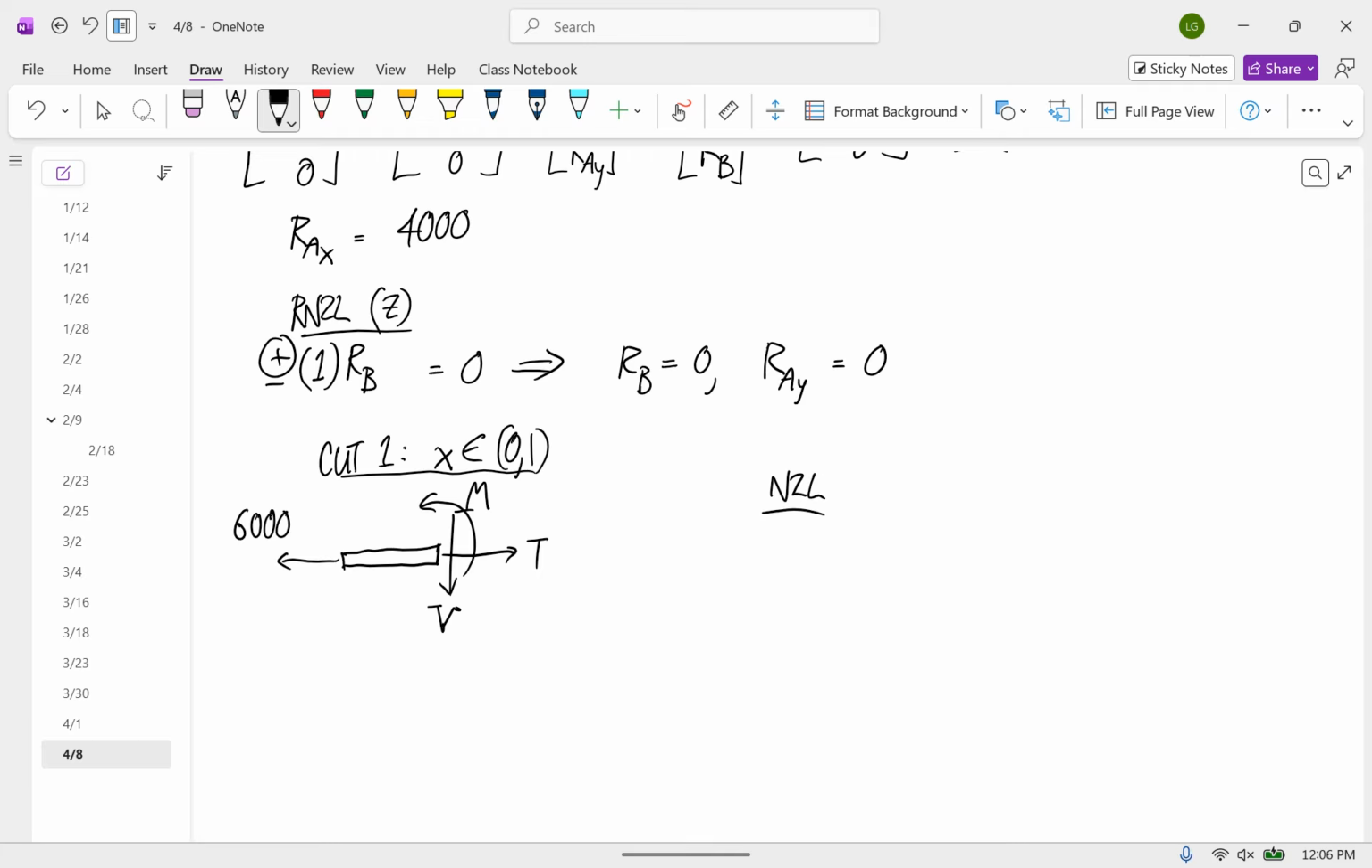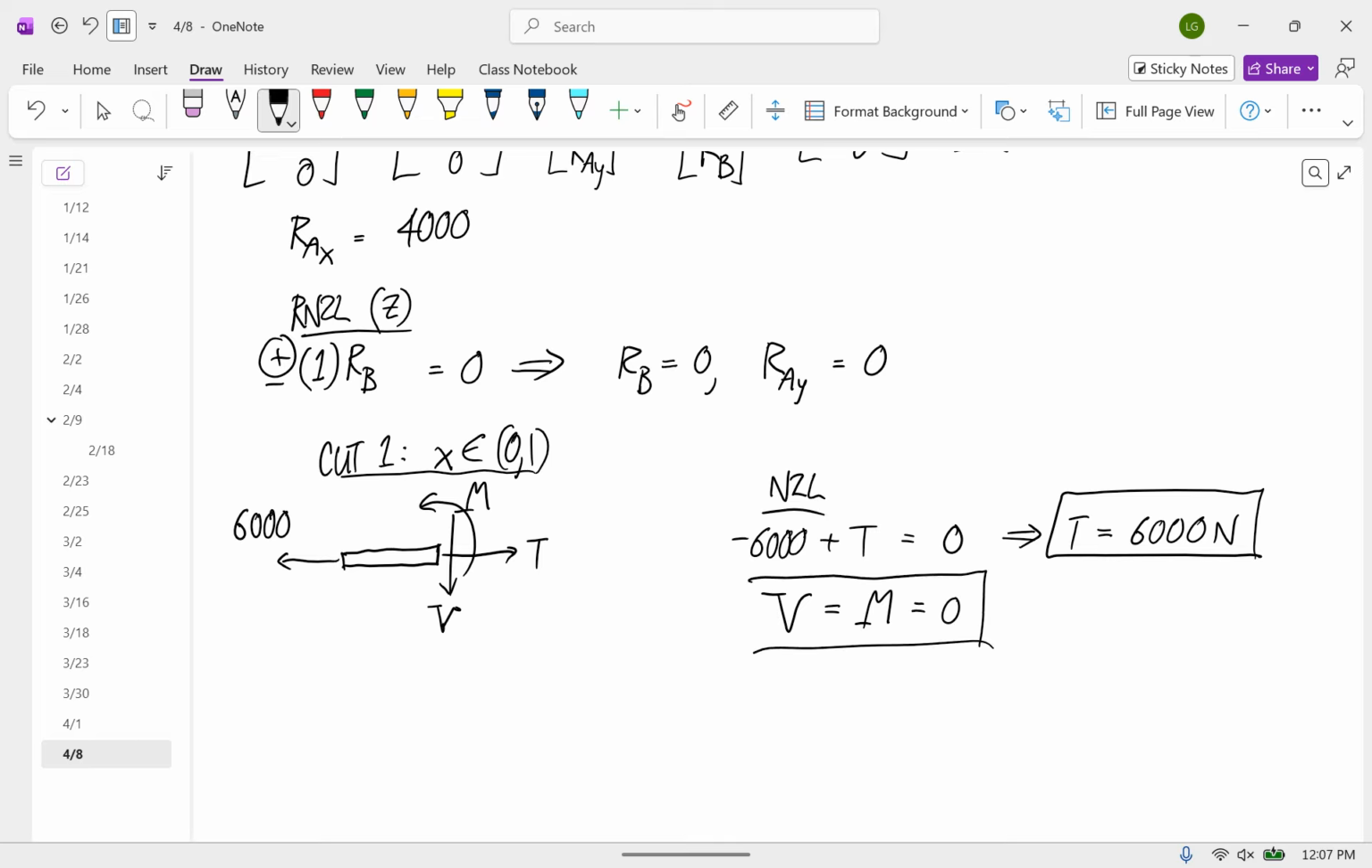So Newton's second law says negative 6,000 plus T is equal to 0. So T is equal to 6,000. And then if you did the y Newton's second law equation and you did the moment equation about the z-axis, you'd get that V and M are both equal to 0. Because there's nothing, those don't have anything to counteract for equilibrium.